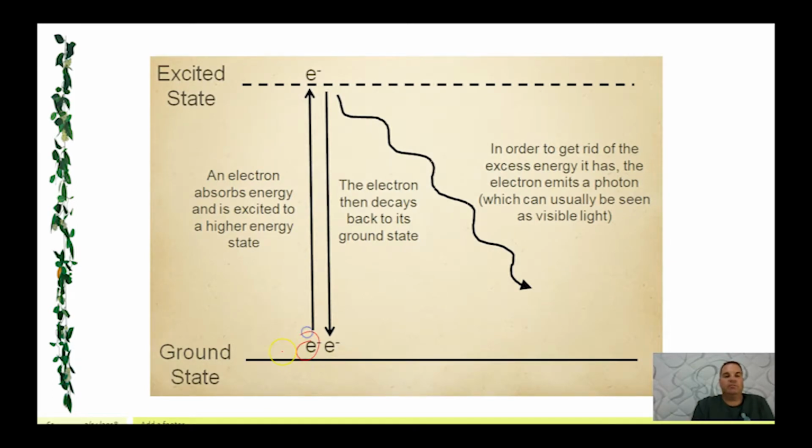So here's the electron in its ground state. It absorbs energy to jump to an excited state. If we measure that, that's absorption spectroscopy. What happens? It doesn't want to stay in that high energy state, so it will come back down to its normal ground state, and to do that it has to get rid of energy, and it does that by emitting a photon, which we can measure as visible light. So that's emission spectroscopy.